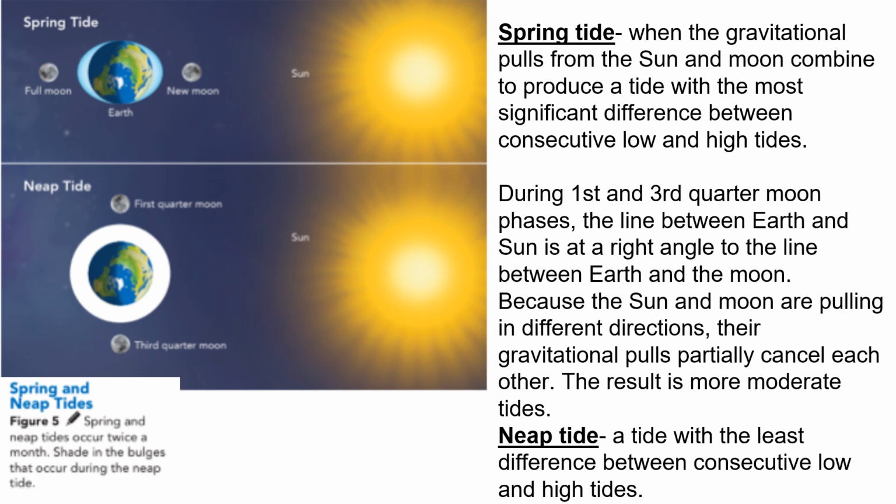Now, neap tide is a tide with the least difference between consecutive low and high tides. Figure 5. Spring and neap tides occur twice a month. Shade in the bulges that occur during the neap tide. So, for the neap tide, you should have a bulge at the top, a bulge at the bottom.